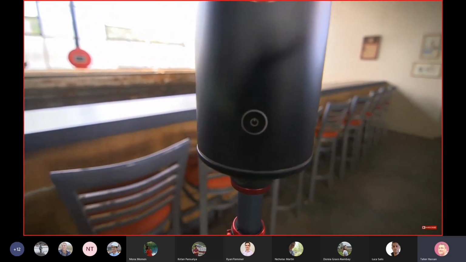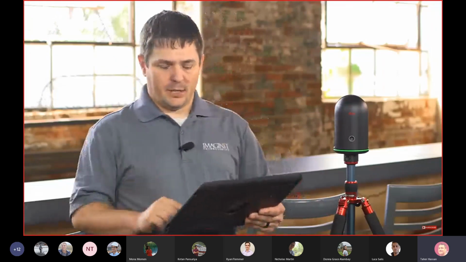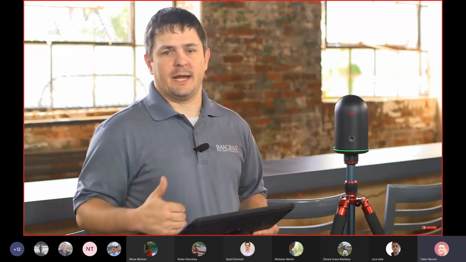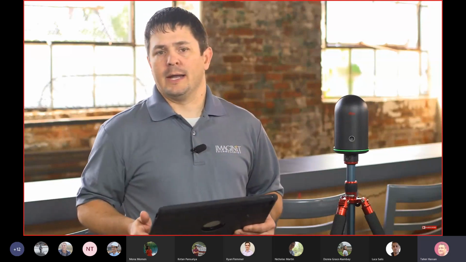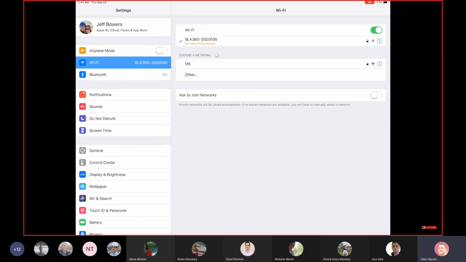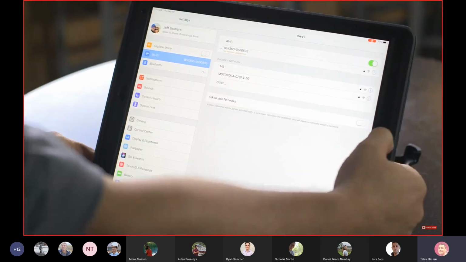Now I'm going to grab my iPad so that we can start scanning. What we want to do is go ahead and click on our settings, and using our Wi-Fi connection, I want to make sure that the scanner and the unit are connected together. Click on our settings, look at our Wi-Fi, and we're going to ensure that the BLK is connected using the Wi-Fi signal. I'm now going to hit home, and now I'm going to use the Autodesk ReCap Pro app.